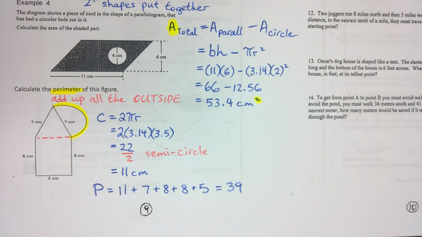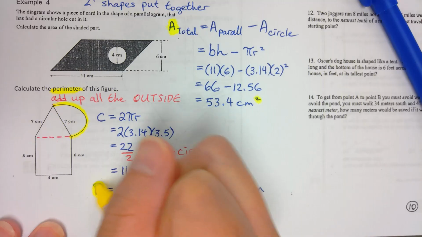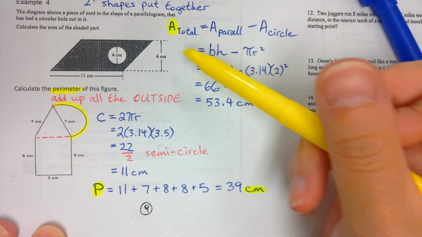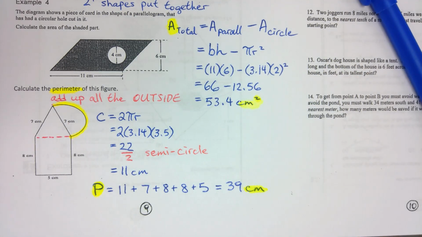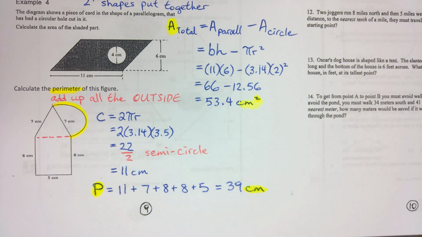What's my unit? Centimeters, because it's perimeter. So perimeter, centimeters. Area, centimeters squared. If you have the wrong units, it is half a mark off each time. So make sure you don't miss these silly marks. It adds up. So that's the lesson.